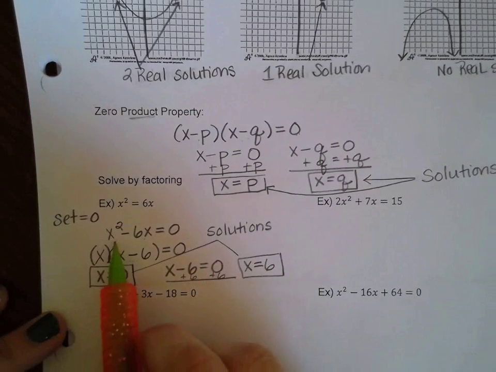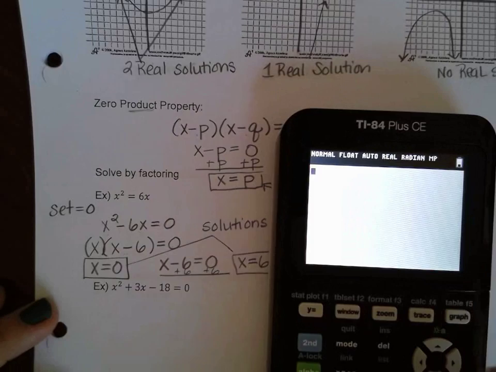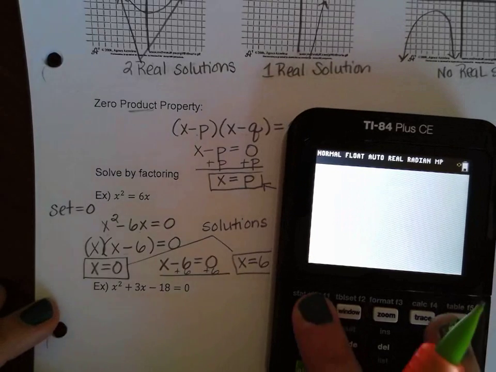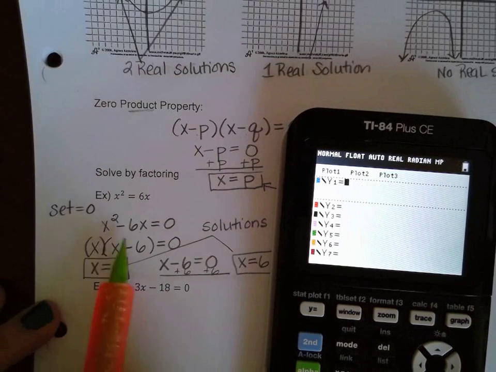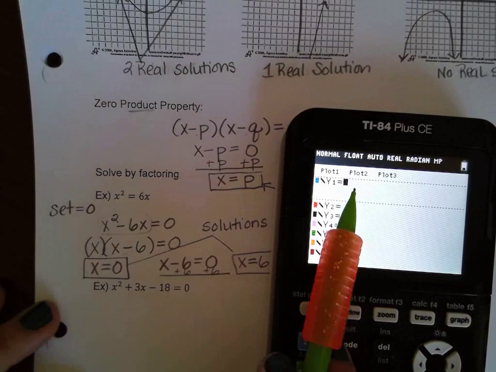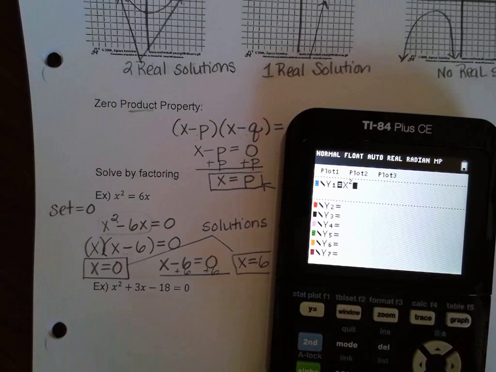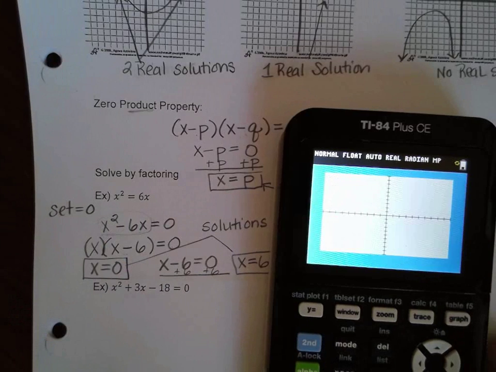If you were to graph x squared, well, in fact, let's actually graph it so you can see how this works. So I'm going to put it in my y equals. I have to put it in this form because I can't put an equal sign in my y equals. So I'm going to put it in after I've set it equal to 0. I'm going to do x squared minus 6x, and I'm going to hit graph.